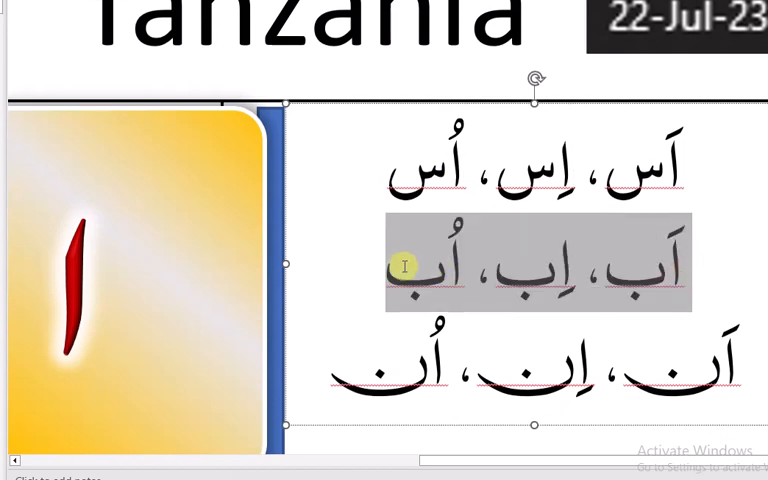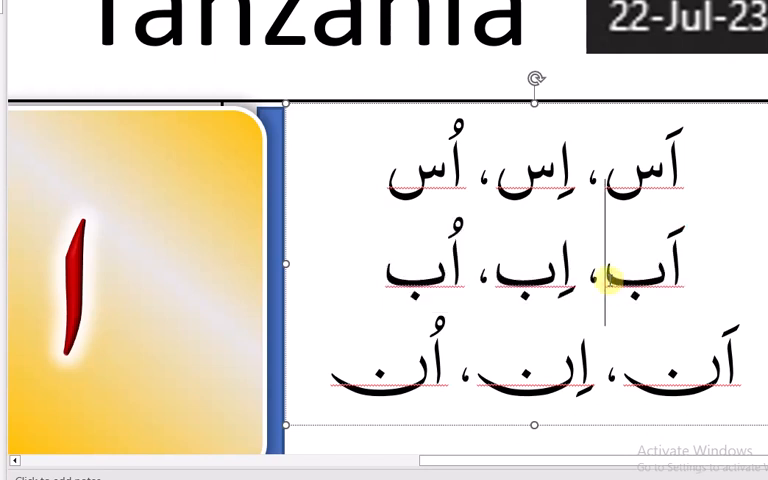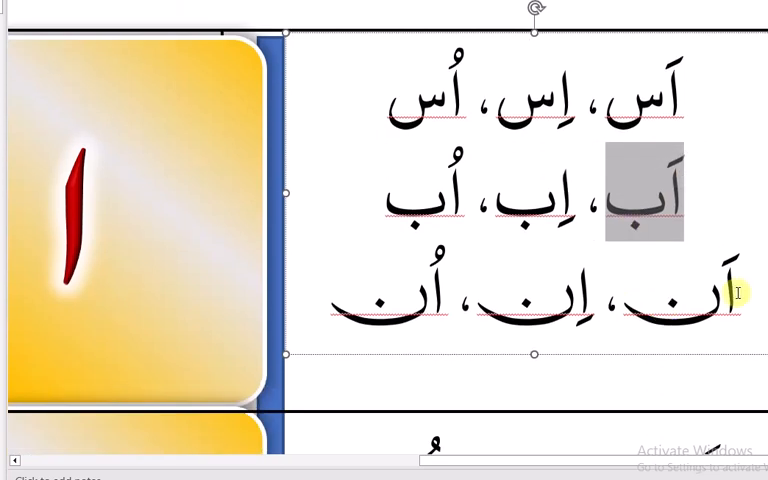What about these letters? Ab, Ib, and U. What does it mean by Ab? Ab means now. Okay. What about this, An, In, Un?